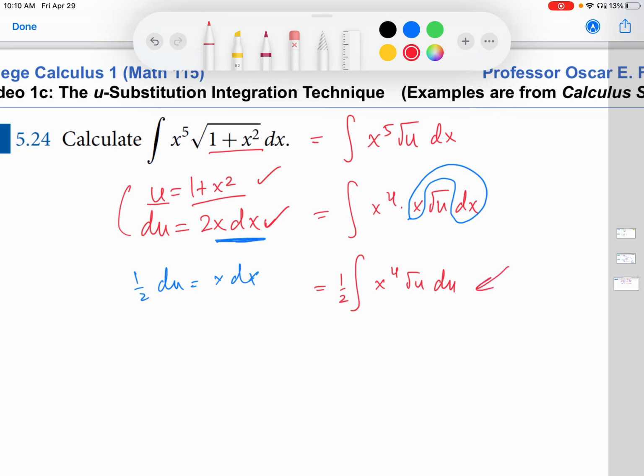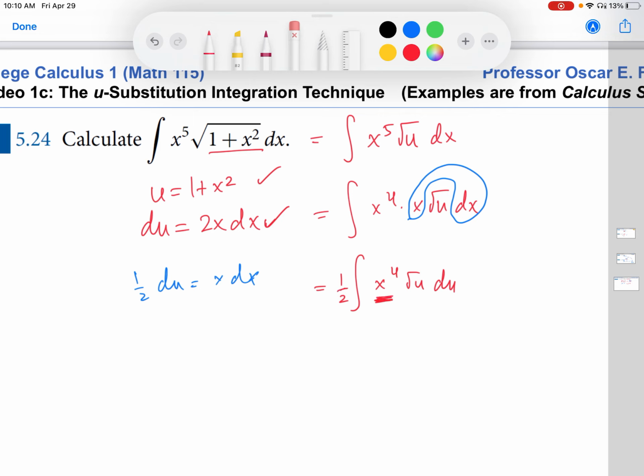You might think that this is an indication that this particular u that you chose was not a good one, and you might want to go back and choose a different u. In some problems, that might be true. But this is not one of those instances. And why? Well, notice that what we have left here is x to the fourth.